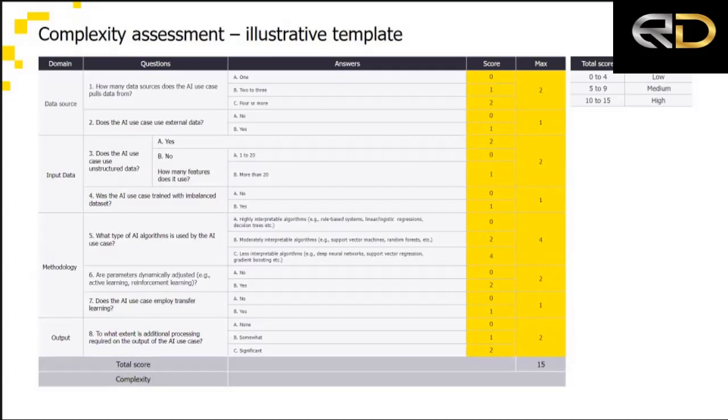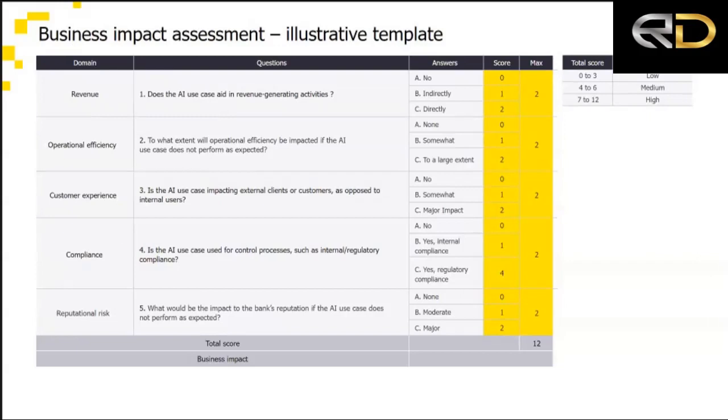This is what you have to do as far as legal requirements are concerned. If this is not the business impact, if it's low, medium, and high, this is what you have to do. So this is basically the part of risk management or risk assessment in AI.